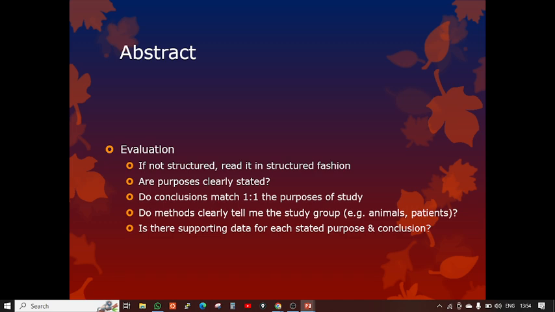So, is the purpose clearly stated? These are the evaluation stages, and you ask yourself whether your abstract is written well or not. Do the conclusions match one to one with the purposes of the study? Do the methods clearly tell the study group, for example animals or patients, anything? Whatever your research may be, the methods should clearly specify your method of study. Is there supporting data for the purpose or conclusions or not?